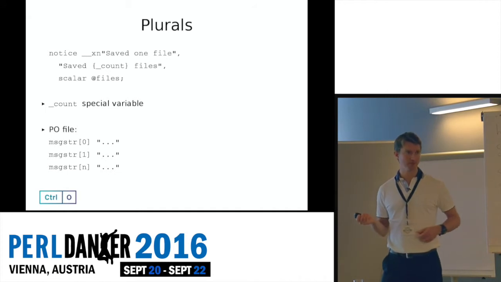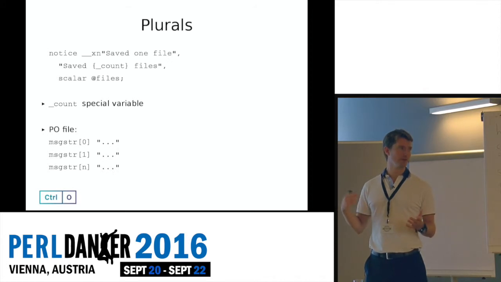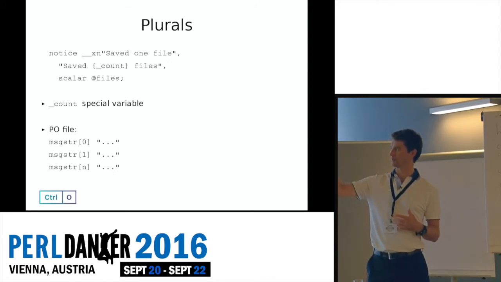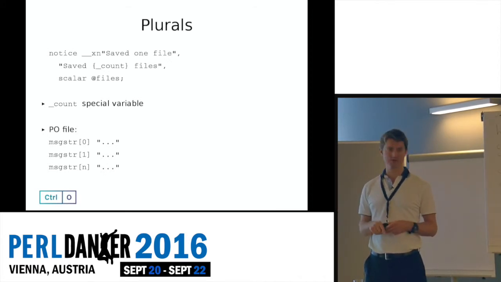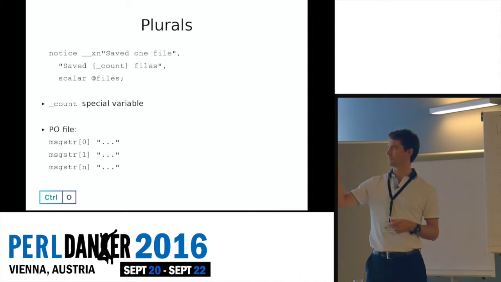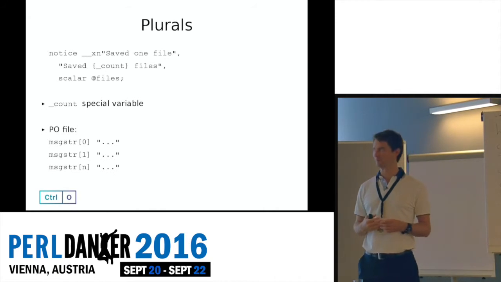Another example is doing plurals. So here's an example of saving a file. What I should say is it's underscore xn this time. So for the first example, I've got saved one file, and then I've got the plural version. And underscore count is a special variable which inserts the parameter after it. So I've put the scalar at files in there, but you don't need to put the scalar in. That's just to emphasise where it gets that from. So it counts the number of files, inserts it in there, and then passes that number into the translation file for appropriate translation. Now, somebody asked me last year, can you have?